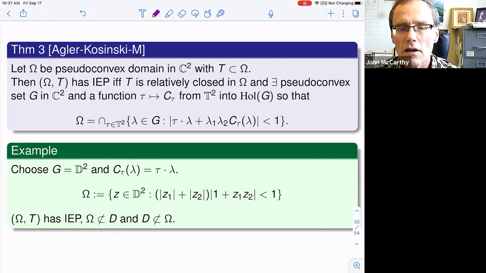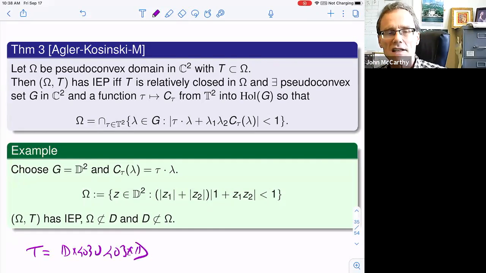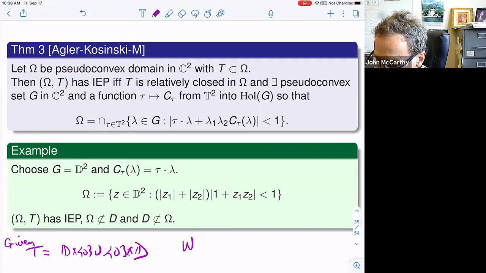What kind of T? So I'm assuming here T is always these 2 cross disks. T is always D cross 0 union 0 cross D. And then I'm asking, given this, for what omega does the pair omega T have the isometric extension property?